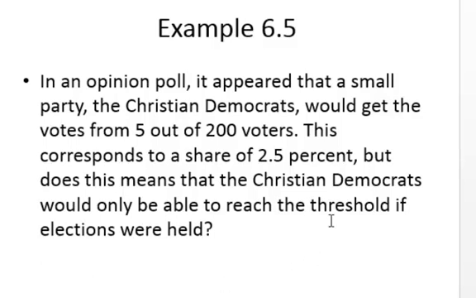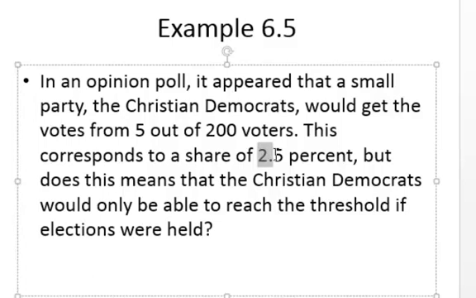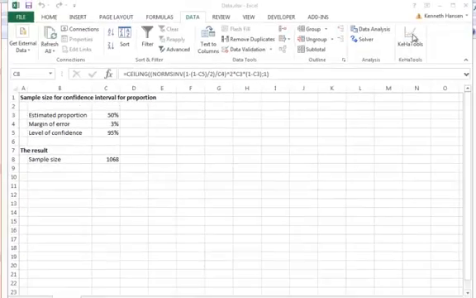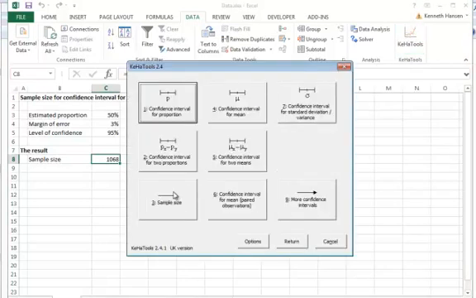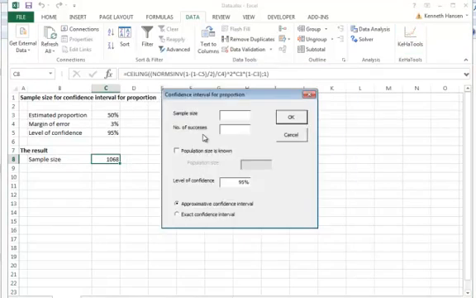In the next example, we have the same case, but now we know that the share, the estimated proportion, is only around 2.5%. First, we need to make a confidence interval for proportion. 200 voters, 5 want to vote for the small party.